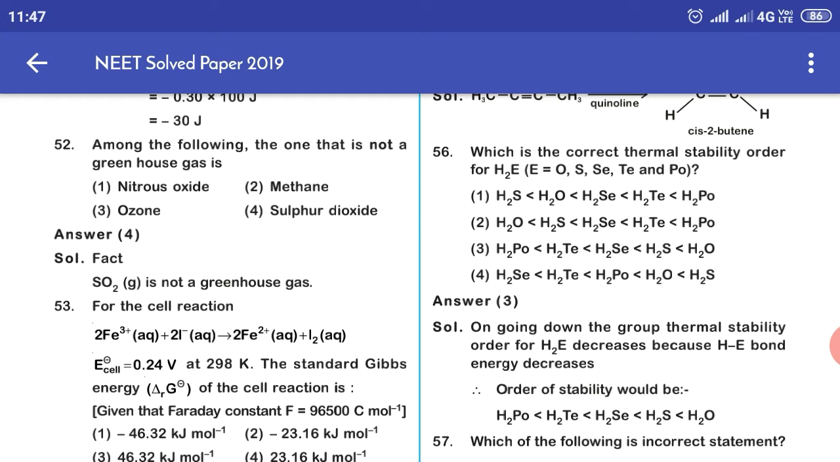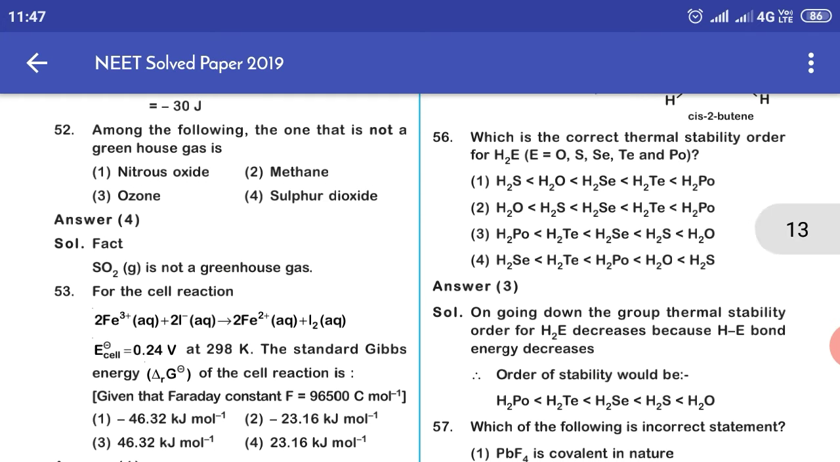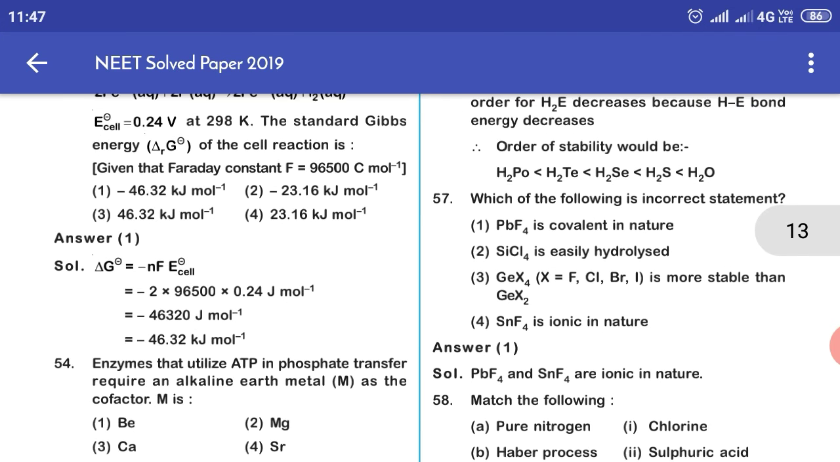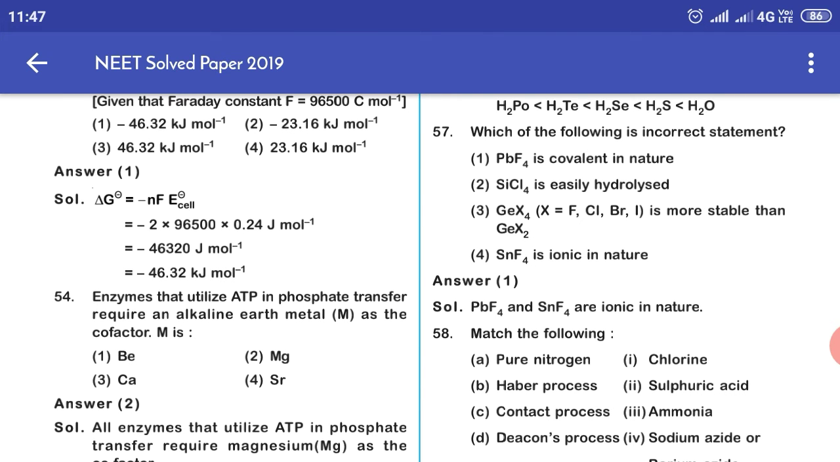Water has the most thermal stability among the hydrides in the oxygen family. Here, question number 57: which of the following is an incorrect statement? You have to memorize these questions.